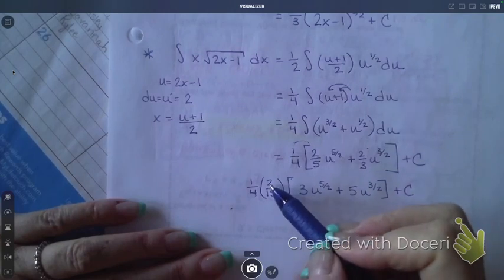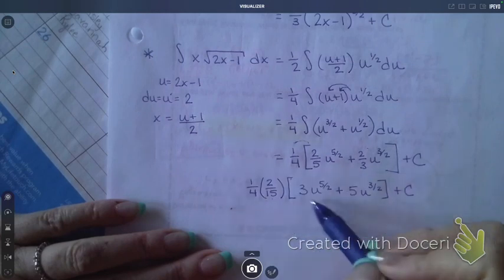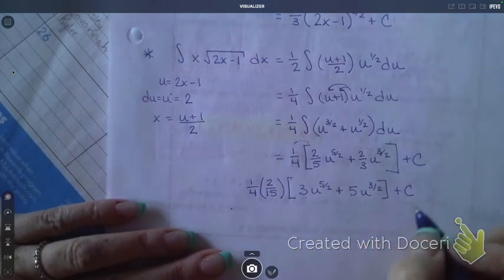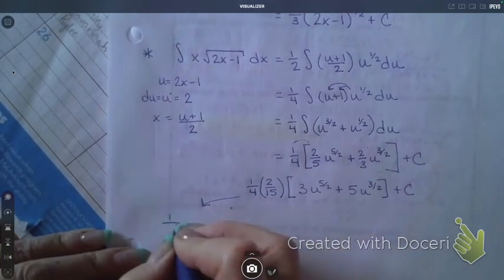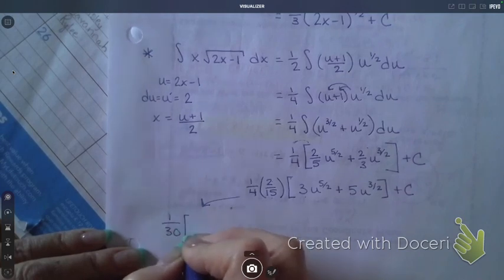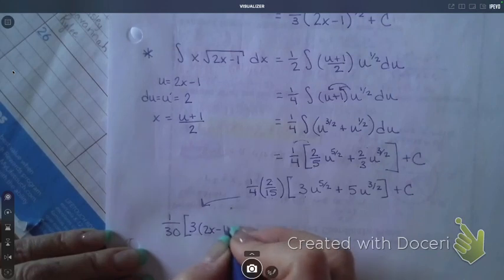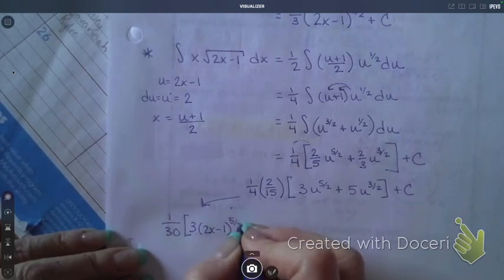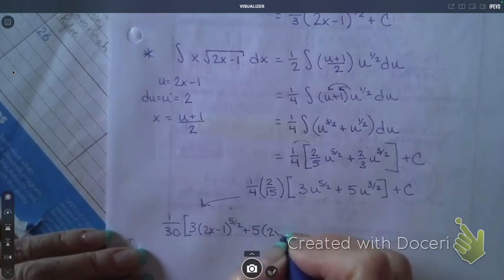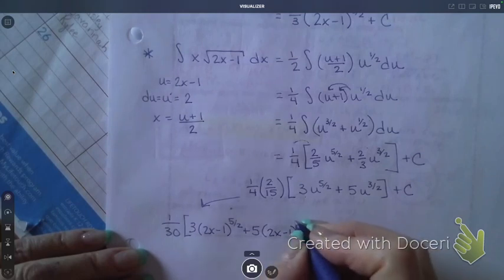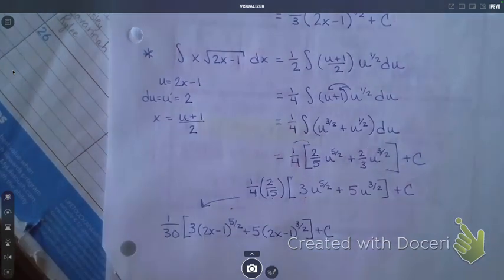Because when I divide by 2/15, I multiply by 15/2. So 5 goes into 15 three times. Okay, that makes more sense. So this would be nice and give me 1/30 of 3 times 2x minus 1 to the 5/2 plus 5 times 2x minus 1 to the 3/2 plus c.